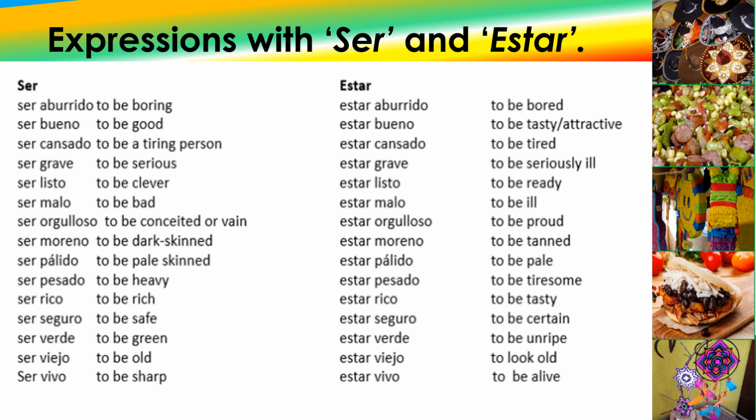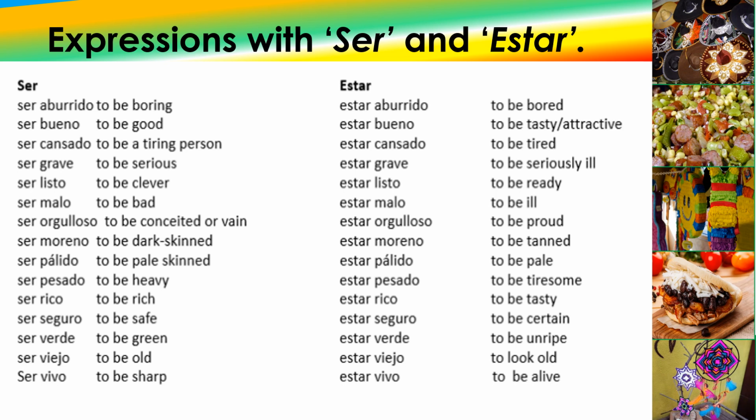Ser pesado, to be heavy, but estar pesado means to be tiresome. Ser rico, to be rich. Estar rico means to be yum yum, tasty. Ser seguro, to be safe. Pero estar seguro means to be certain, okay? Or to be sure. And ser verde, to be green, as in the color green. But estar verde means to be unripe. So when something is not ripe, we say it's green. So we use está verde en este caso.